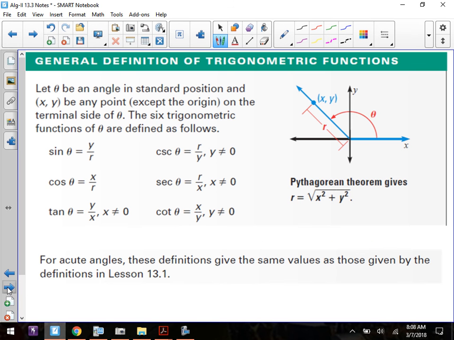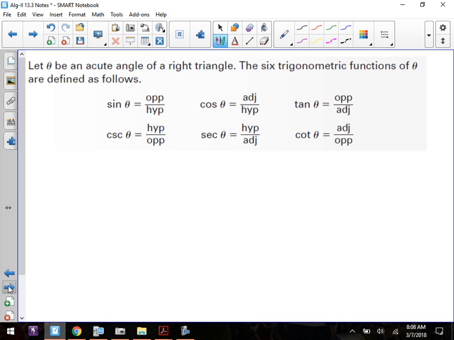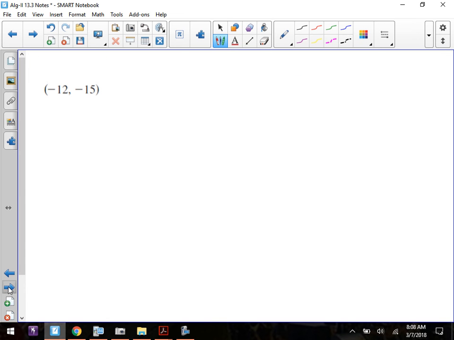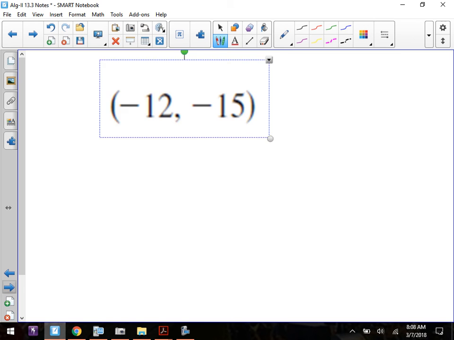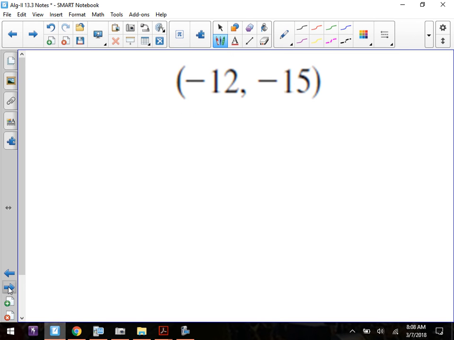Let's beat all that. We did this. We did that. All right, let's do this one. Let's do the 6 trig functions whose angle has a terminal side at the point -12, -15.